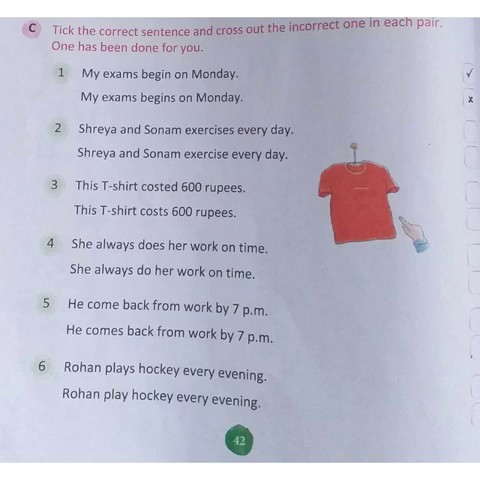Now the third sentence. This t-shirt costed 600 rupees. This t-shirt costs 600 rupees. T-shirt is a singular noun. So you will add s to the verb. So the second sentence is the correct one. So tick it and cross the first one. Look at the last sentence. Rohan plays hockey every evening. Rohan play hockey every evening. Here the first sentence is the correct answer because Rohan is a singular noun. So for a singular noun, you will use s with the verb.